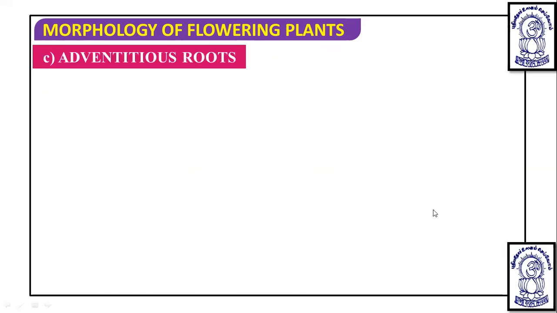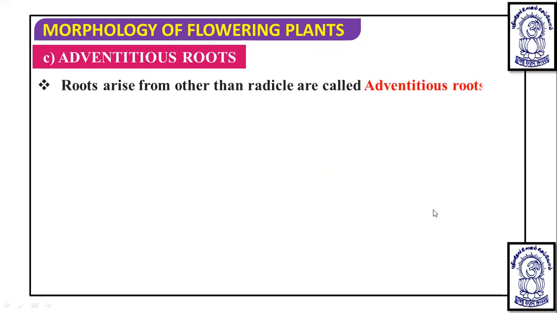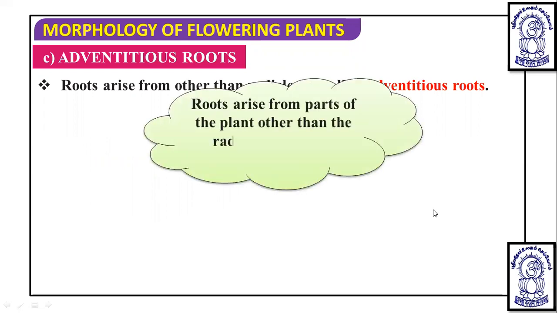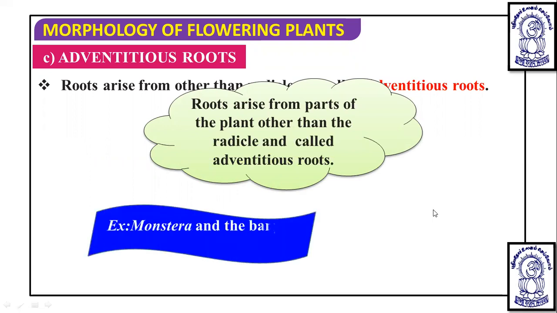And the third type of root system is the adventitious root. These roots arise from parts other than the radicle. They are not going to arise from the radicle. They arise from the plant part other than the radicle. So roots that arise from parts of the plant other than the radicle are called adventitious roots. Examples are monstera and banyan tree.